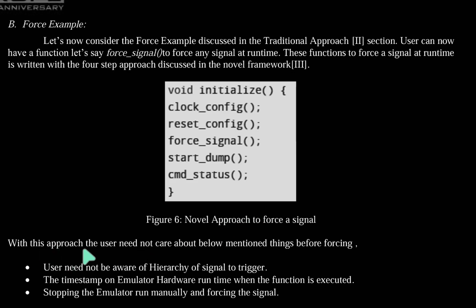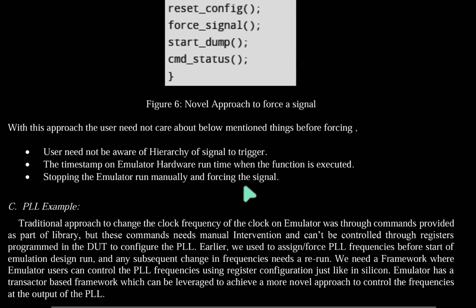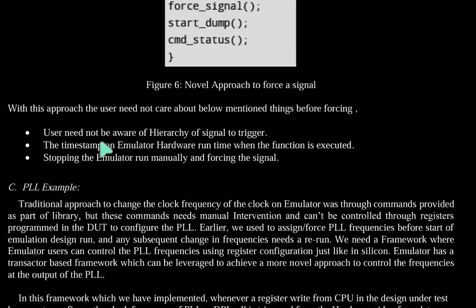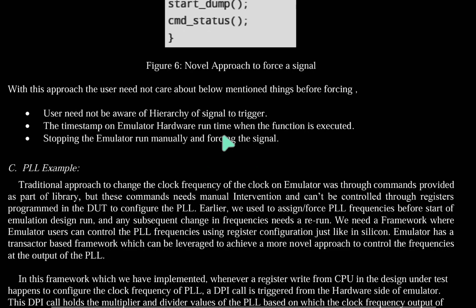With this approach, the user need not care about the below-mentioned things before forcing. So the user need not be aware of the hierarchy of a signal to trigger the timestamp on the emulator hardware at runtime when the function is executed, stopping the emulator run manually and forcing the signal.